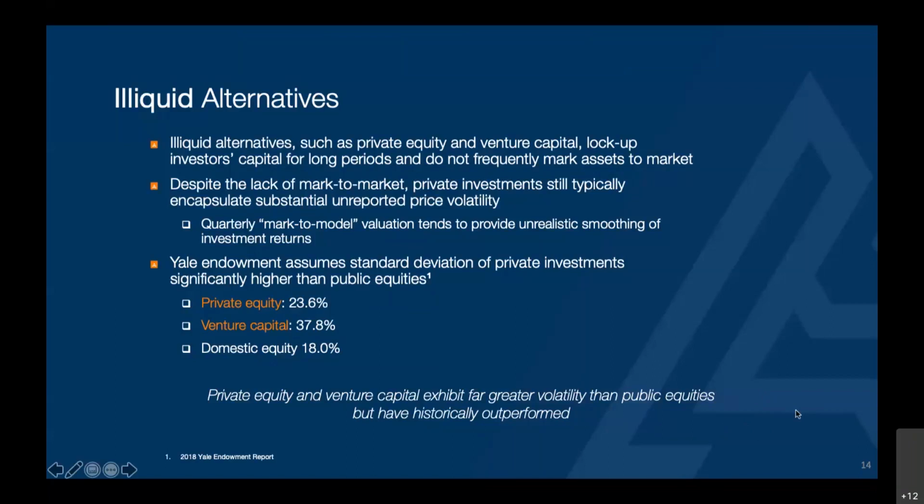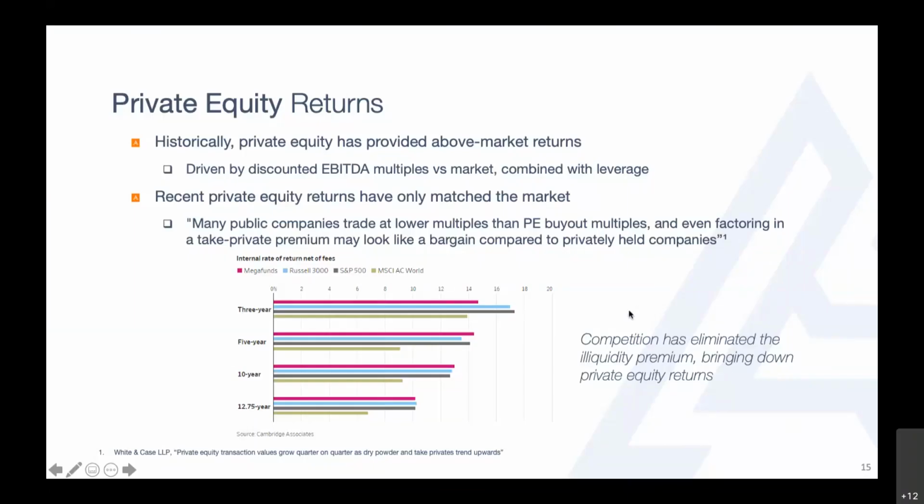However, with that tremendous risk has come historical performance. Historically, private equity and venture capital asset classes have generated higher returns. However, with that has come significant risk and volatility. The other thing, touching on private equity returns, historically they've been generated by buying low EBITDA small cap companies.